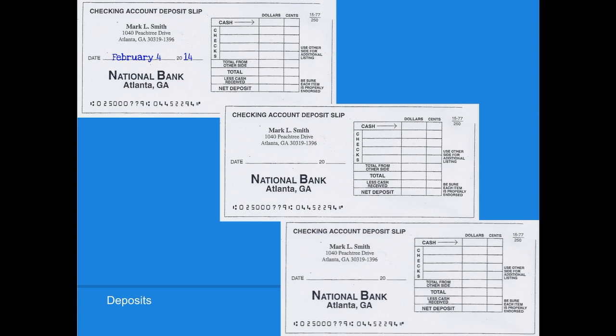So, like I said, Grandma wrote us a check for $25 for our birthday. So we put check $25. There's no total on the other side of this deposit slip. So our total is still $25. We're not getting any cash back from this deposit. So our net deposit is $25.